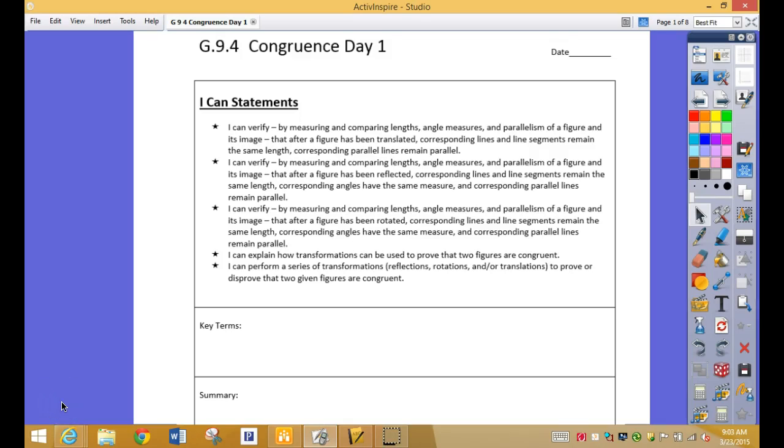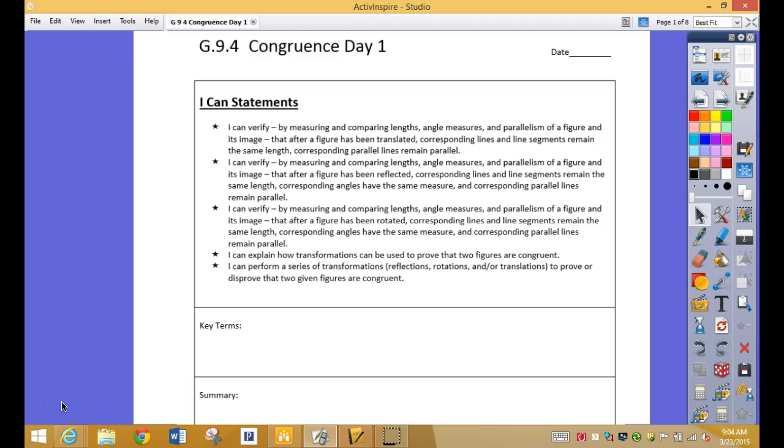9.4 Congruence, Day 1. I'm going to do the simple steps of congruence today, figuring out why figures are congruent. And then we're going to continue it tomorrow as well. Basically, I can find and verify that a figure is congruent to its image by using a transformation. It's written up over there.